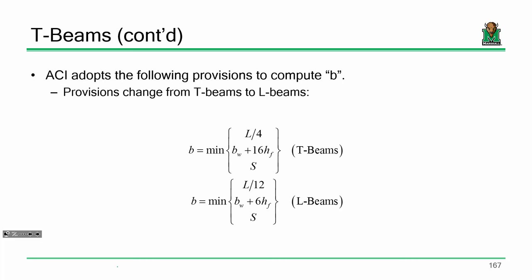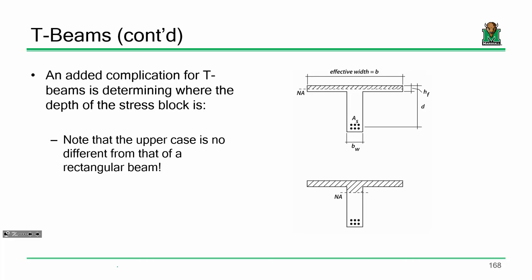And the spec uses a somewhat complicated model to compute the effective flange width. I think it's a little more complicated than necessary, but that's debatable. The only other issue I'll mention before the end of lecture is this. This is where T-beams really get complicated, and they're not really complicated. It's just something you have to take into account.